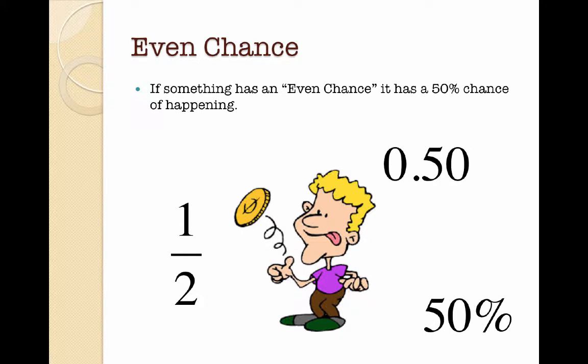An even chance is something that has around about a 50% chance of happening. This as a fraction is 1 out of 2, or 0.50, or 0.5 as a decimal. 50% is what it would be as a percentage. So flipping a coin is an example of something that has an even chance because you have an even chance of getting a head or a tail.